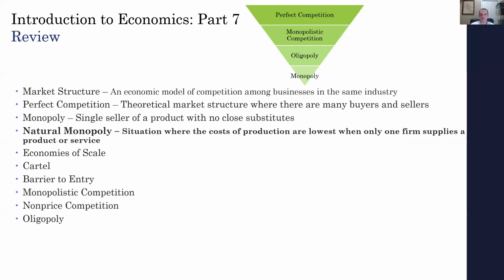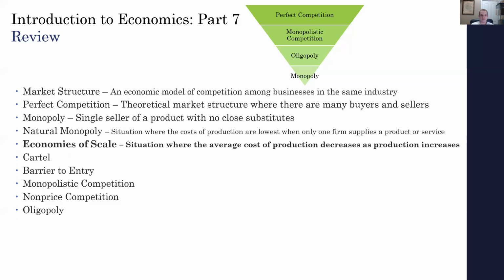Now, natural monopoly, this is just a naturally arising situation where it just makes sense for a monopoly to emerge. So this is going to be a situation where the costs of production are lowest when only one firm supplies a product or service, and local water companies are going to be really good examples of natural monopolies.